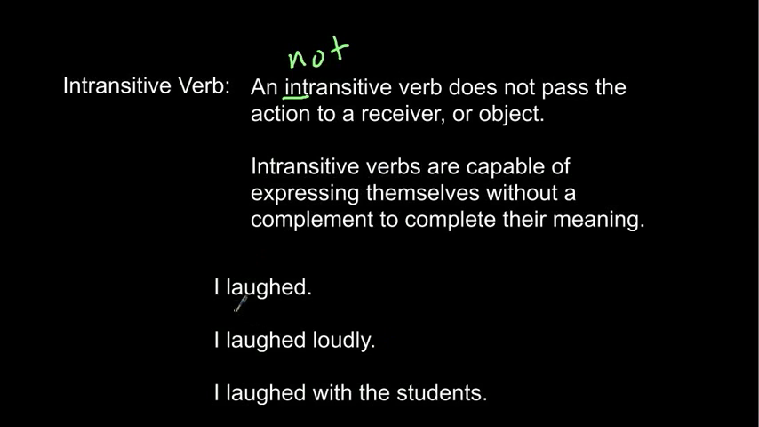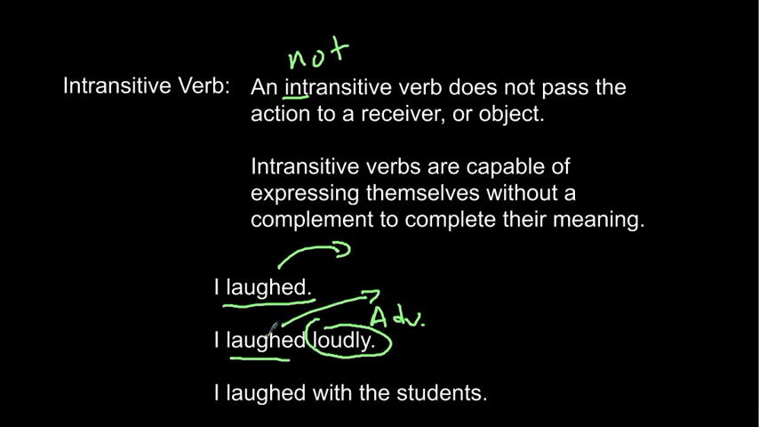If we had the verb, I laughed, you do not need an object to complete that meaning. I laughed. You don't need an object to understand what I'm talking about. I laughed loudly. Now, loudly is not an object. It's an adverb, and an adverb cannot be the object of a verb, mainly because it's not a noun. So again, that verb does not have an object it's going to, making it an intransitive verb.